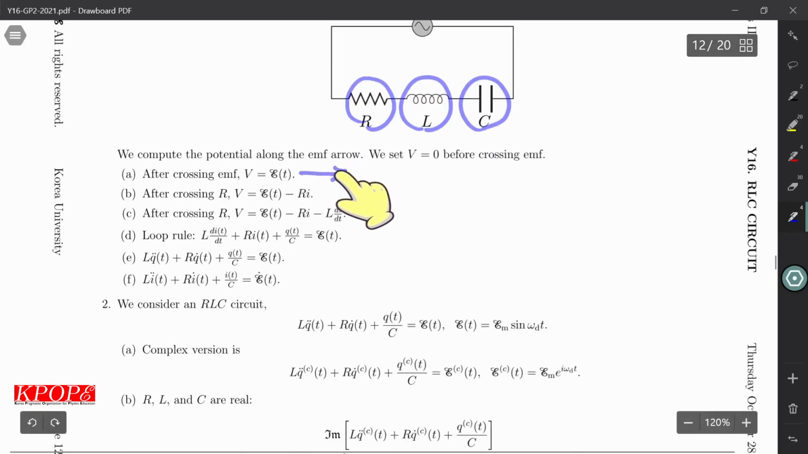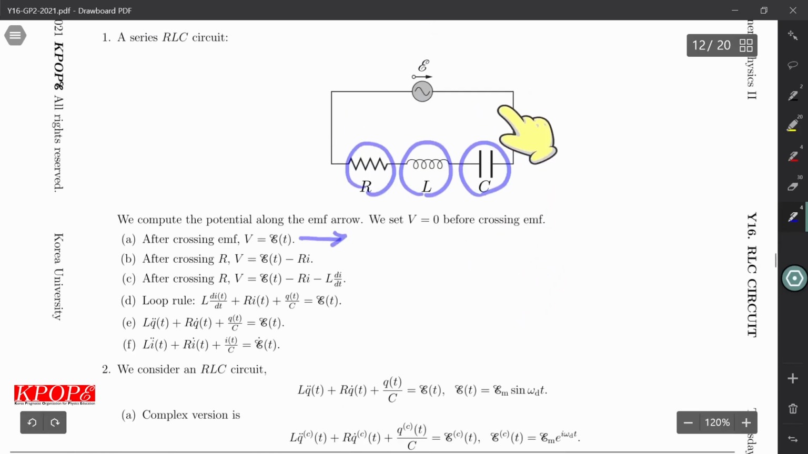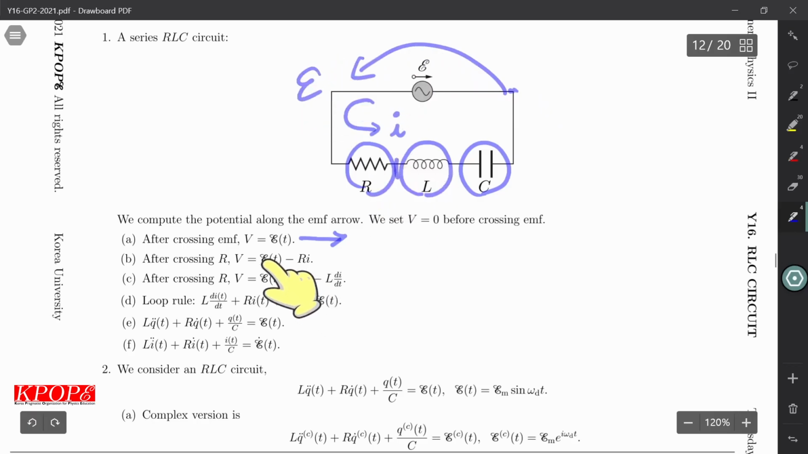EMF alone, potential difference E, if we follow the current, choose the direction of current, here, from here to there, we have E. Here, we have E minus Ri. Here, E minus Ri minus L di over dt. And then here, we return to the same position.